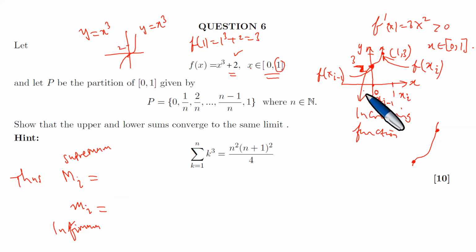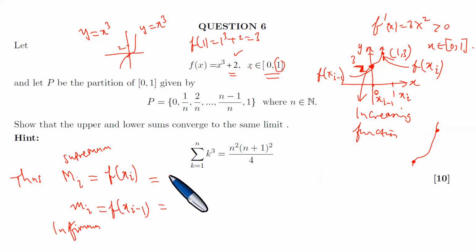Which one is bigger than the other in terms of the positions on the y-axis? f(xi minus 1) and f(xi). You can see that f(xi) is higher. In other words, the supremum is going to consist of f(xi), and therefore the smaller one is going to be f(xi minus 1). Okay.